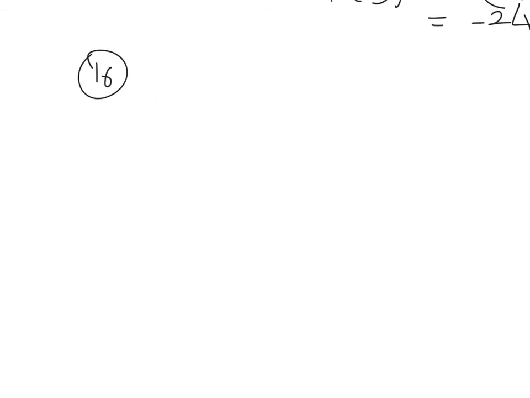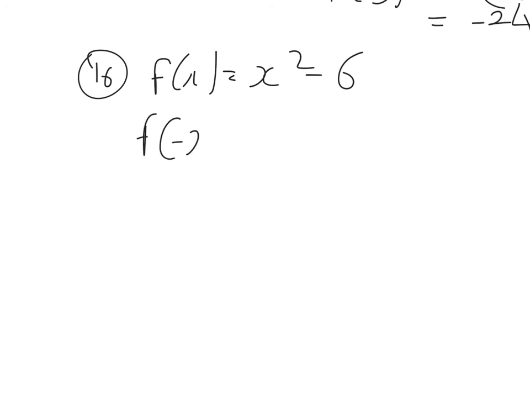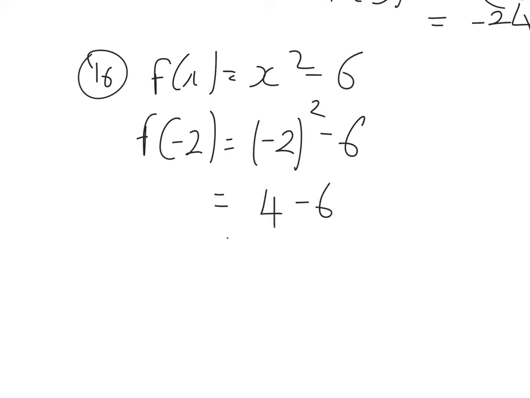Example 16. F of x equals x squared minus 6. Find f of minus 2. So where I see x, replace it with minus 2, so it's minus 2 squared minus 6. Remember to put a bracket around that when you're squaring it, and be careful with the negative. Minus 2 squared, so if you square something, you multiply it by itself. Minus 2 times minus 2 is plus 4, so it's 4 minus 6, minus 2.